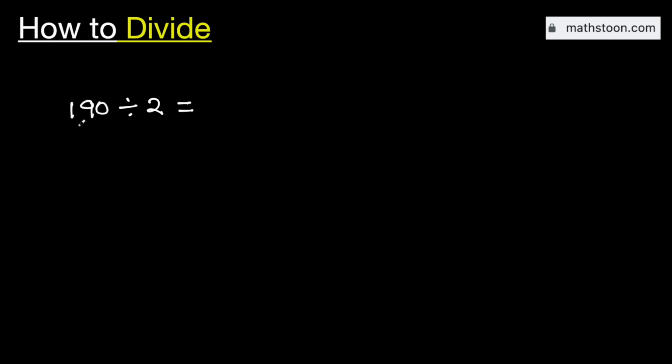In this video, let's learn how to divide the number 190 by 2 using the long division method. Consider the first digit 1. It is less than 2, so we will consider the number 19.